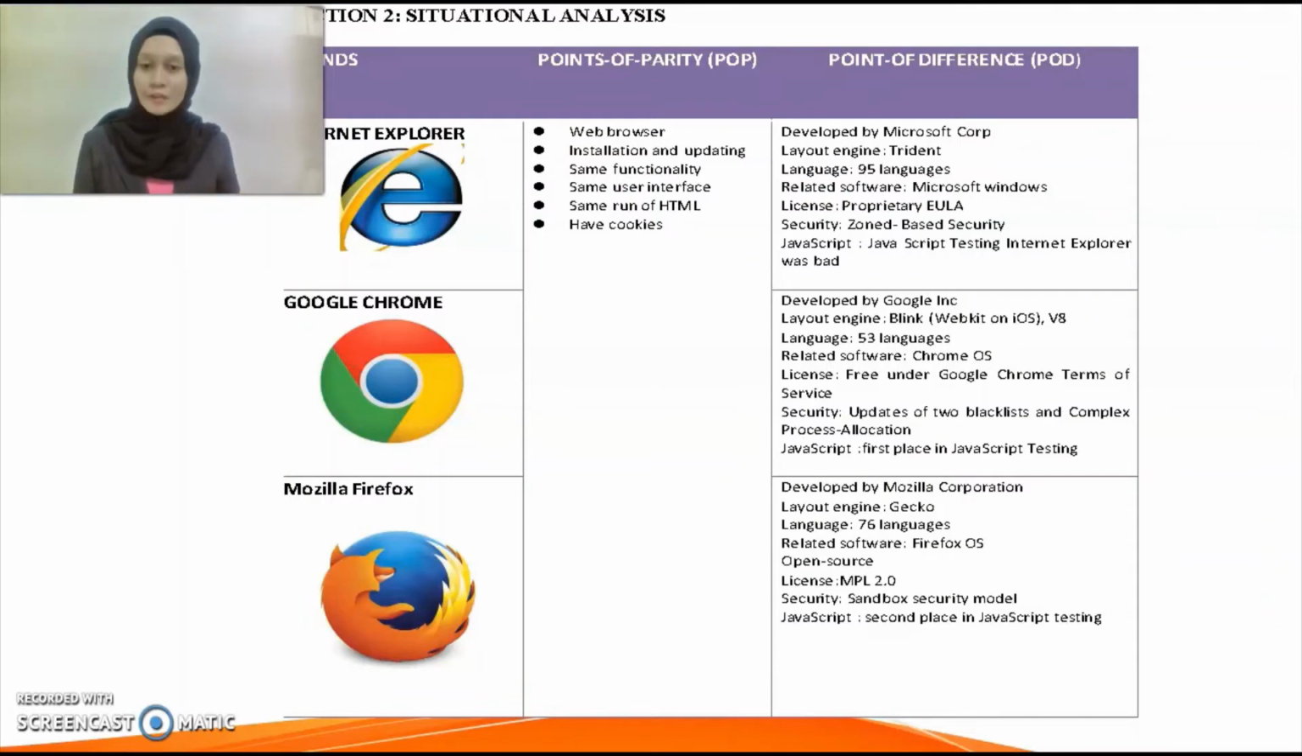The next point of difference is the layout engine. For Internet Explorer, they use Trident as a layout engine, used to help render web pages. Trident is a proprietary browser engine for the Microsoft Windows version of Internet Explorer. In October 1997, Internet Explorer version 4.0 was released. Google Chrome uses Blink as a layout engine to help display web pages.